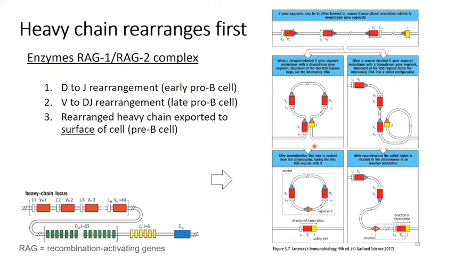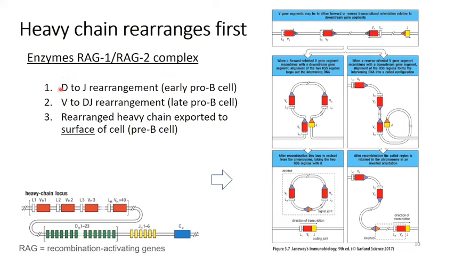So in the developing B cell, the heavy chain rearranges first, and there's an enzyme called RAG, recombination activating gene. In fact, there's two of them. What's interesting is that these are the same enzymes that the T cell uses. The T cell generates its receptor, as we'll see on Thursday, in a very similar way, and it actually uses the same enzymes, the RAG1 and RAG2 enzymes.